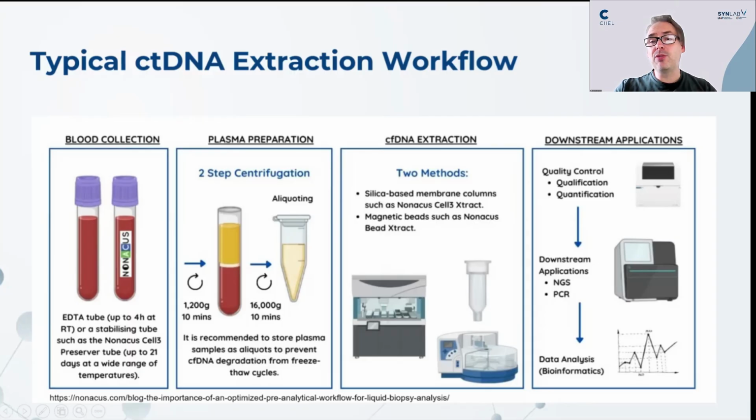And then this can go into downstream applications. You do your QC and quant first to make sure you've actually got some ctDNA there. You can run it out on a TapeStation or something equivalent to look for that characteristic. All cfDNA is fragmented into that sort of 140 to 160 base pair range. So if you run this out on some sort of capillary electrophoresis, such as the TapeStation, you're going to see a peak in that range.